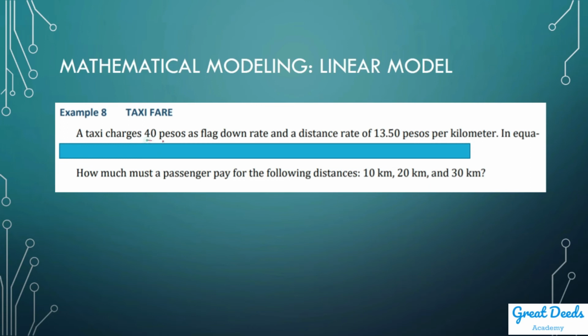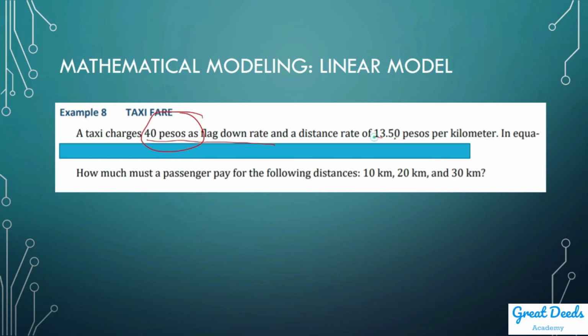The flag down rate is 40 pesos. That is like the minimum fare. Right away when you step into the taxi, that is what you must pay. That is the minimum fare. So you can look at it as the y-intercept. You have not yet traveled a certain distance. Okay, so x, the distance, is still 0, but still you must already pay 40 pesos. So you can look at this as the y-intercept.